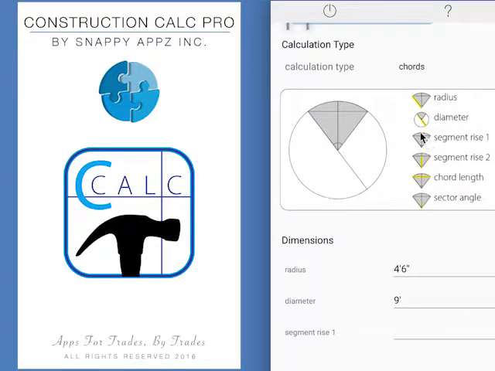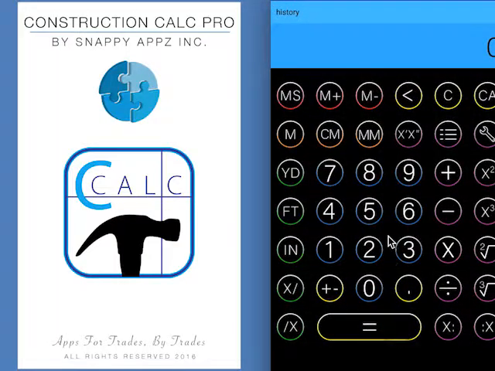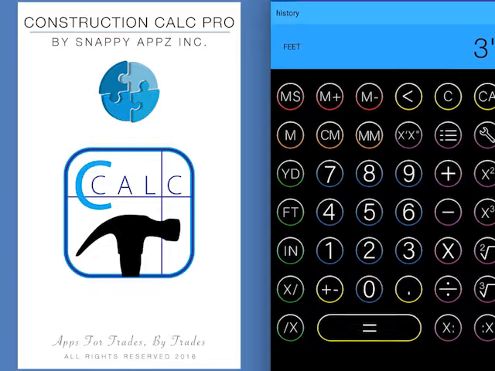So we'll say we've measured our segment rise 1 to be 3 feet. So let's go to segment rise 1. Enter a value of 3 feet. Hit the back button on our phone.